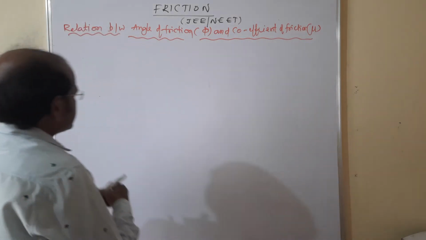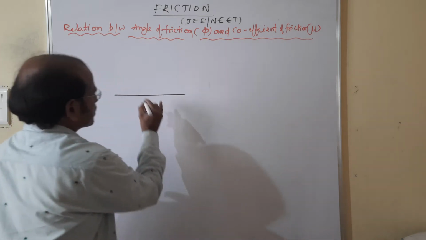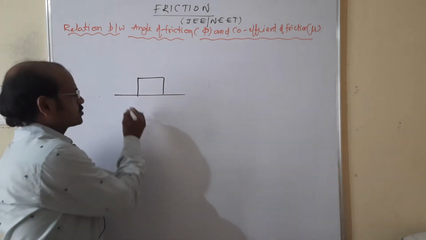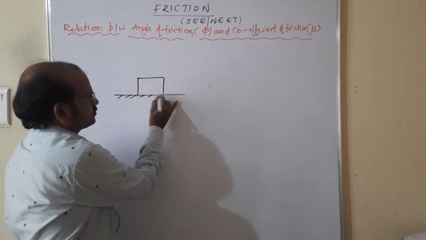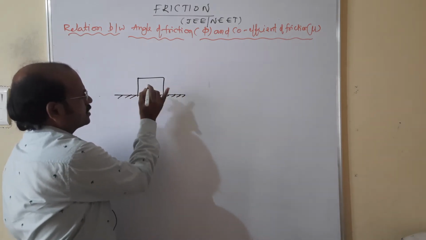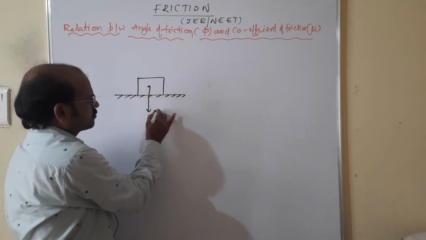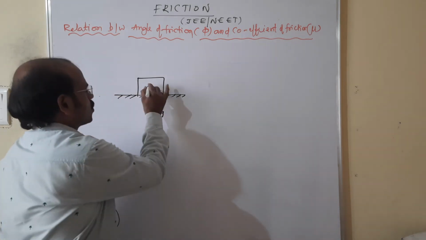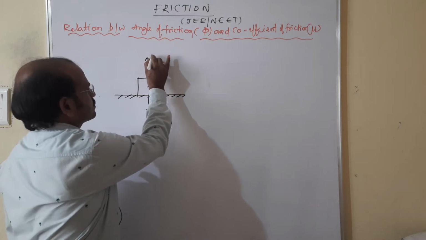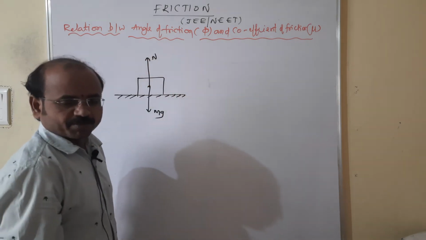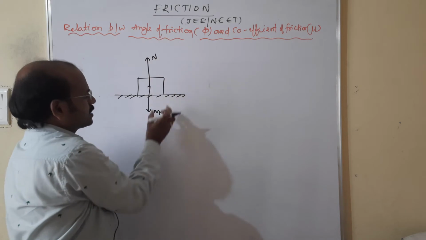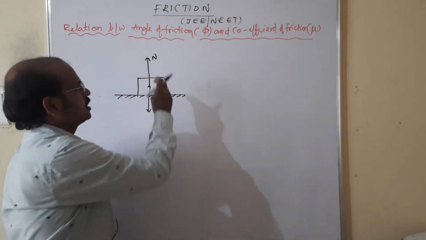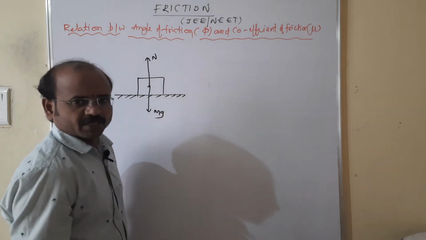See, let us consider a body of mass m, which is placed on a rough inclined plane, right? There is the weight of the body, which acts in the downward direction, and there is a normal force or normal reaction, which acts upward. That means the normal is balanced by the weight of the body. We know that the normal is balanced by the weight of the body.